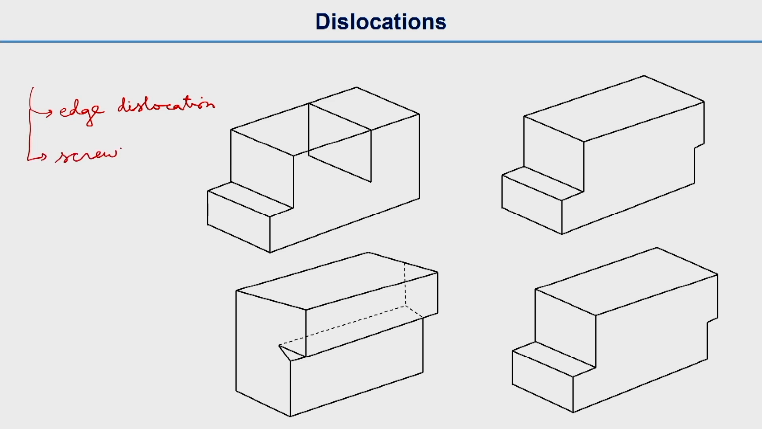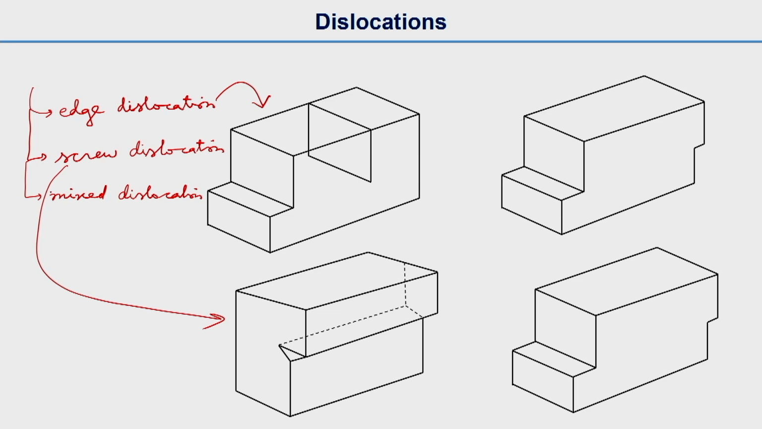There is another one called screw dislocations, and the third one is called mixed dislocation, which is in between these two, screw and edge. So first, whatever we are drawing here is an edge dislocation, and the second one is a screw dislocation. I would write here, this is edge and this is screw dislocation. We do not have a mixed dislocation here.